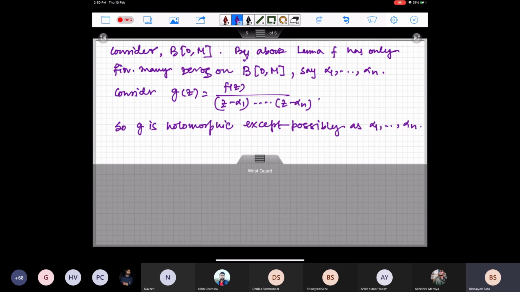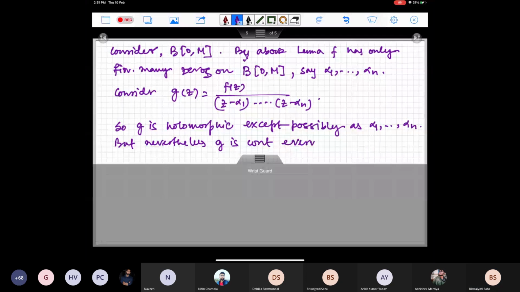That's the first thing. And even then, what I can say nevertheless is that f was already vanishing at these alpha 1 to alpha n, and I have just divided by those factors. So essentially I have cancelled the zeros. So this is holomorphic except possibly at these points, but nevertheless g is continuous everywhere. Do you agree to this?